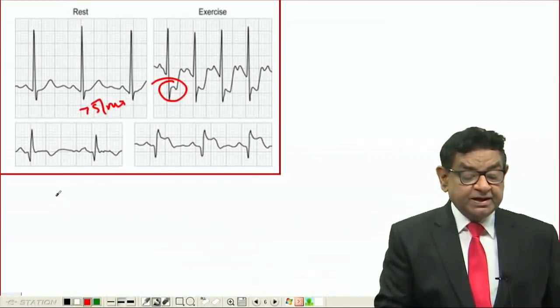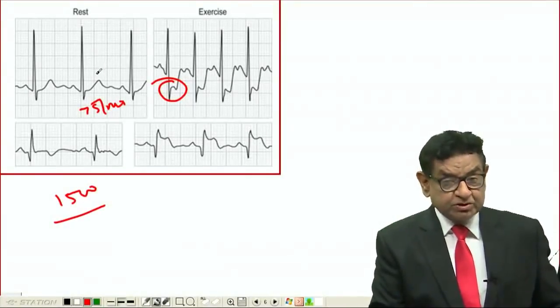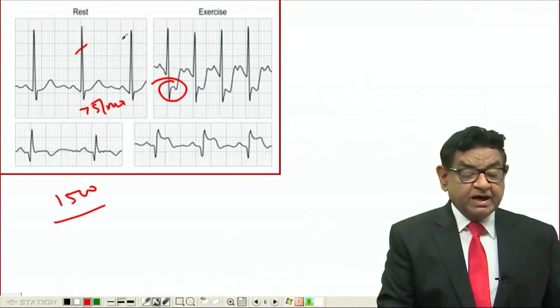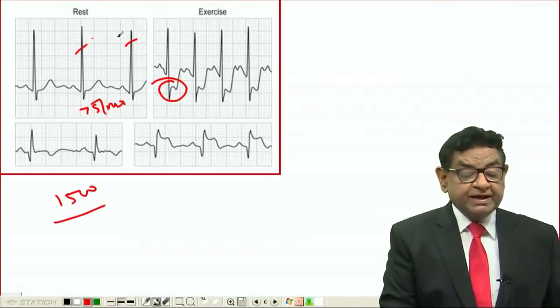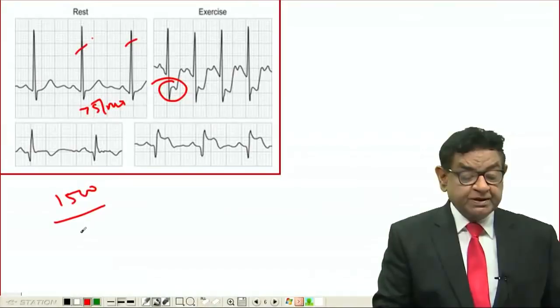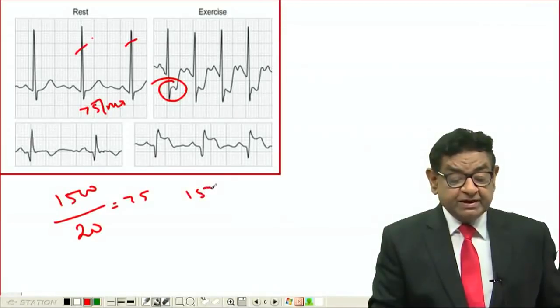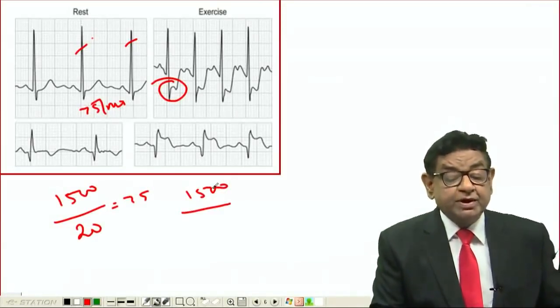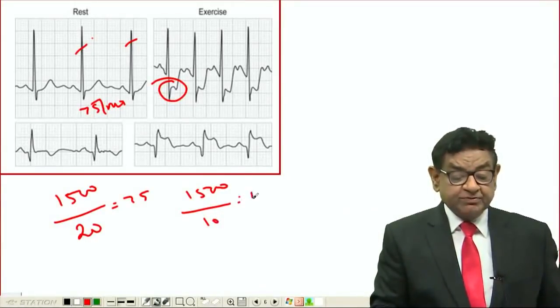How do we calculate heart rate? 1500 divided by the number of small squares between two R waves. R wave, R wave. How many small squares? 5, 10, 15, 20. Divided by 20, heart rate is 75. Now in this case, 1500 divided by how many small squares? 5, around 10. So heart rate is 150.